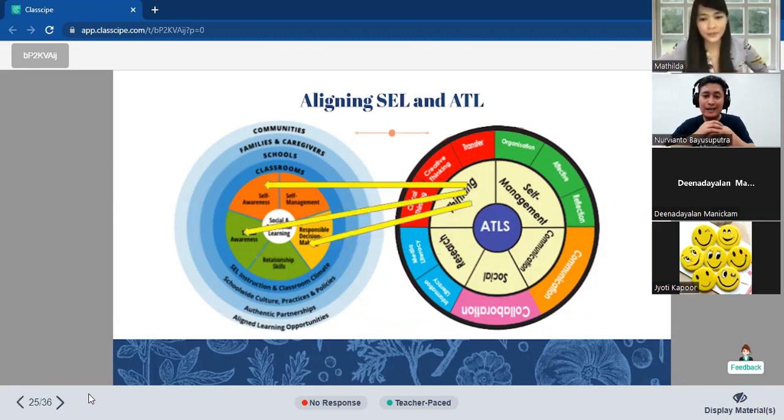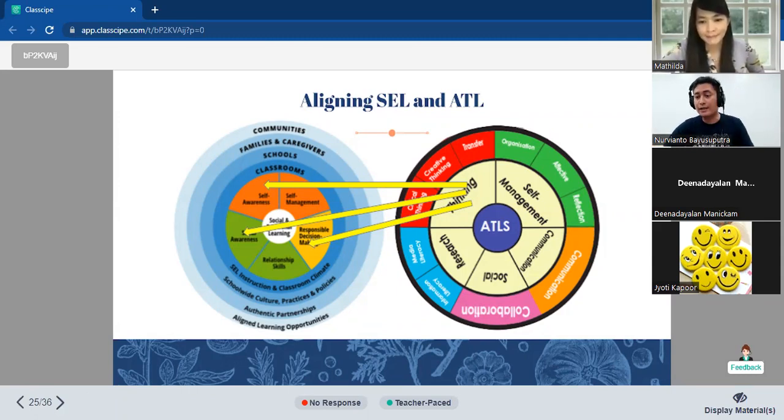For thinking, it can go into self-awareness, responsible decision making, and also social awareness. Creative thinking and critical thinking are things that students should develop and should use when they're making decisions. And being able to transfer their knowledge, that itself can go into social awareness, in how they are benefiting the society.